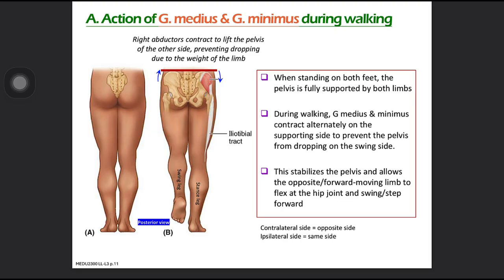We need to uplift a little bit of the pelvic so that the swing leg will have the room. Okay. So now you see that this is the action played by the gluteus medius and the minimus during walking. Functionally, they are very important because they prevent the pelvic drop on the unsupported side by stabilizing the pelvic on the supporting limbs. Okay.